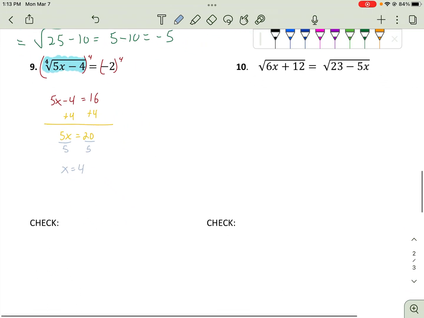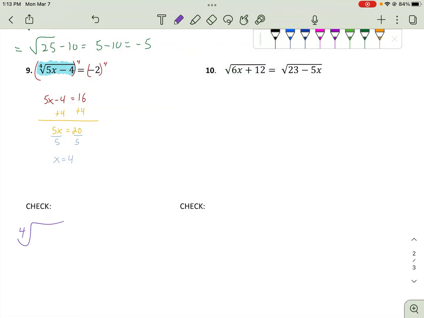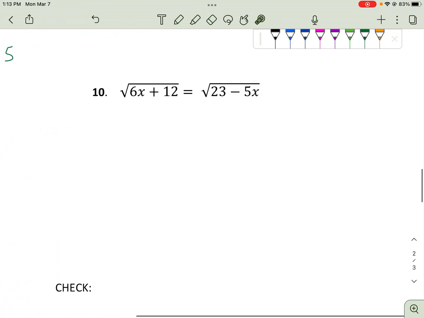Okay, so now we have to check this down here. You get the 4th root of 5 times 4 minus 4, and that's the 4th root of 20 minus 4, which equals the 4th root of 16. And the 4th root of 16 is 2. So that does not work, because it was supposed to equal -2. You have to go back to the original equation. Notice how all I'm doing is plugging my x into the original thing. I'm not manipulating the original thing at all.